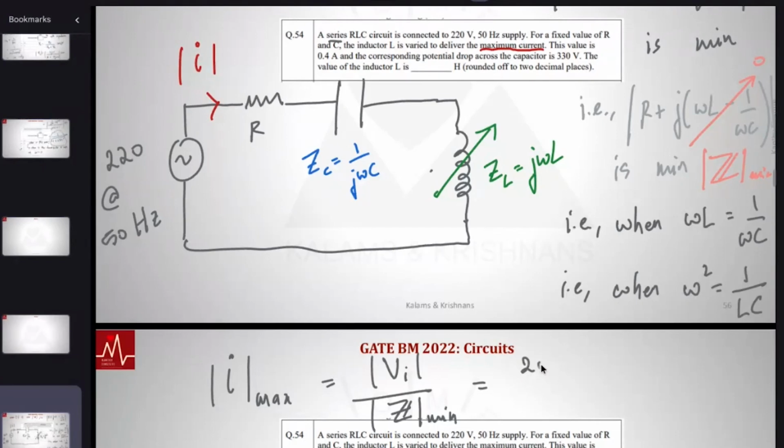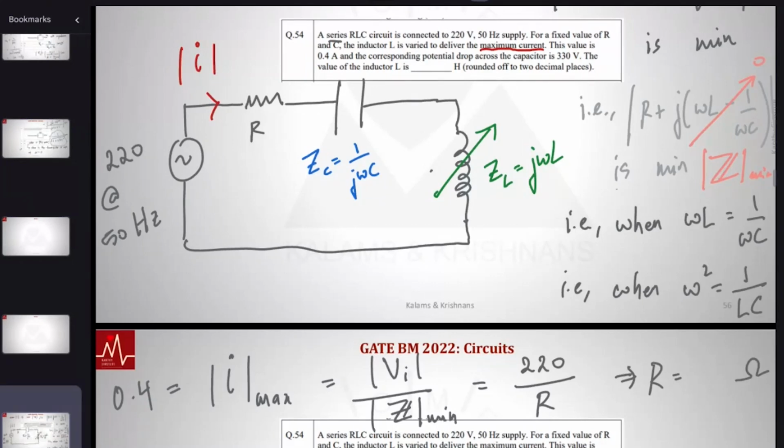So you have 220 by R. R is not given, but the max current is given. So this is R. Notice this happens to be 0.4. So you can find R from here, and you'll get that in ohms. Can we quickly get the R value here somehow?